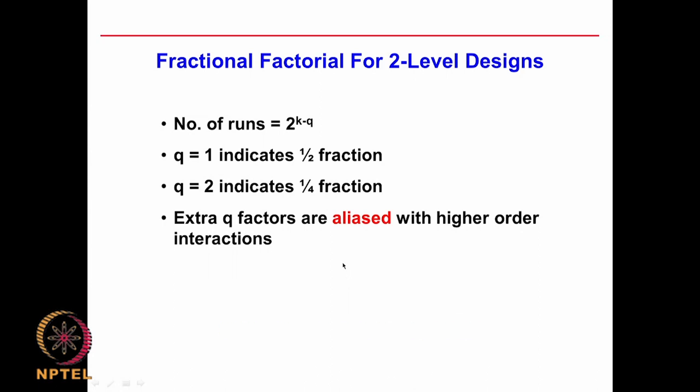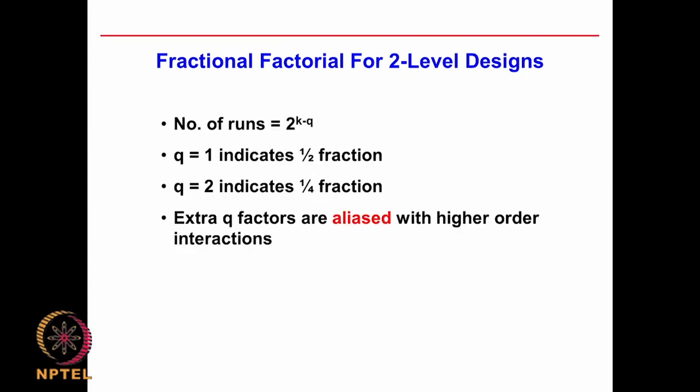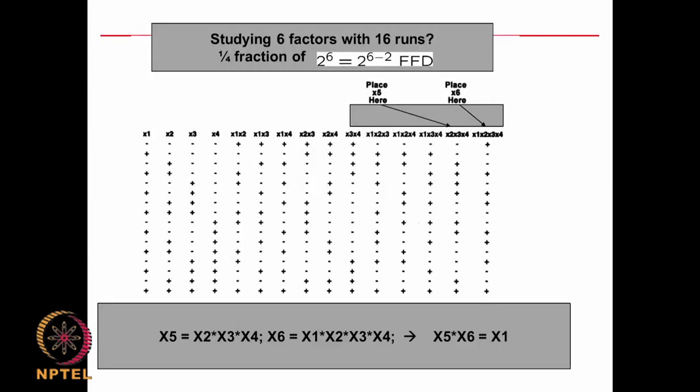So, this is called a 2 raised to k minus q, or 2 raised to 4 minus 1 design. This is a half fractional factorial design for 4 parameters. So, instead of 16 experiments, I am doing only 8 experiments in this particular case, okay. Now, let us look at 6 factors, x1, x2, x3, x4, x5, x6, okay.